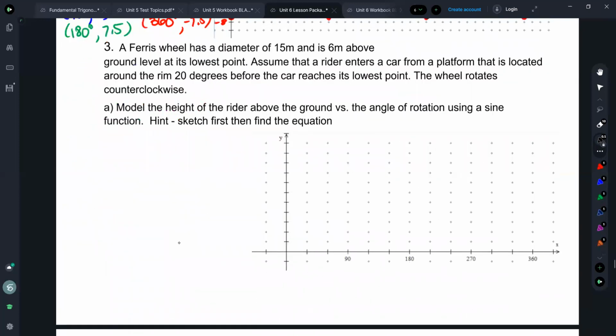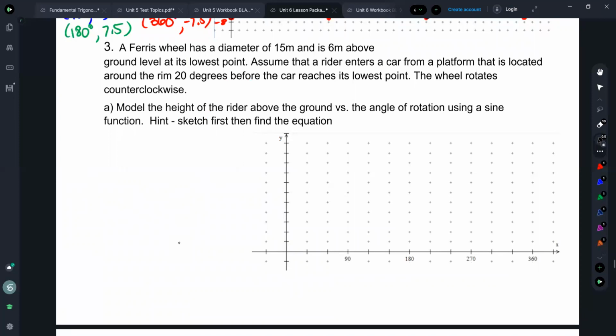Last part. Okay, so a Ferris wheel has a diameter of 15 meters. It's propped 6 meters above the ground at the lowest point. Assume that the rider enters a car from a platform that is located 20 degrees around the rim before reaching its lowest point. The wheel rotates counterclockwise. Model the height of the rider above the ground versus the angle of rotation using the sine function. So we're creating a sine equation for this.